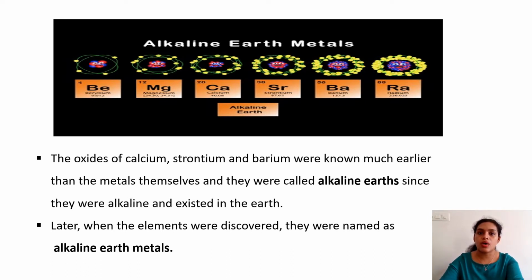And people called them alkaline earths because they were alkaline in nature and all of them were obtained from earth. That's why they called the oxides of these metals alkaline earths. And later on, when these metals were discovered, they named them as the metals which were present inside the alkaline earths. With that meaning, they called them alkaline earth metals.